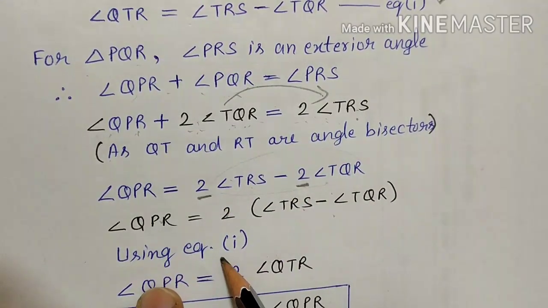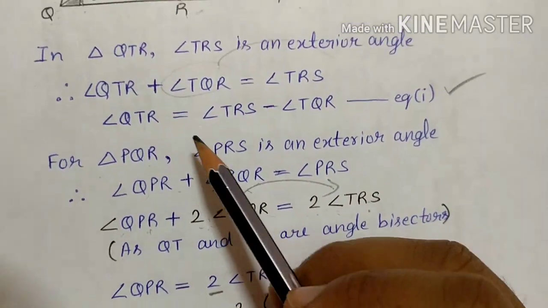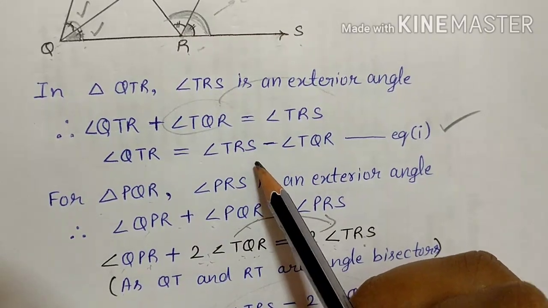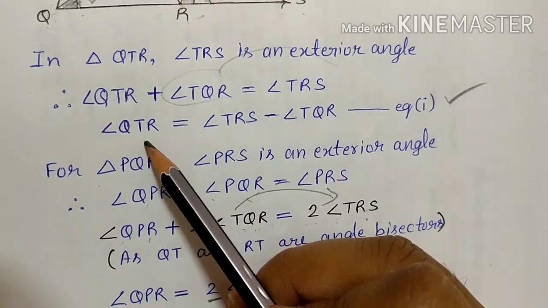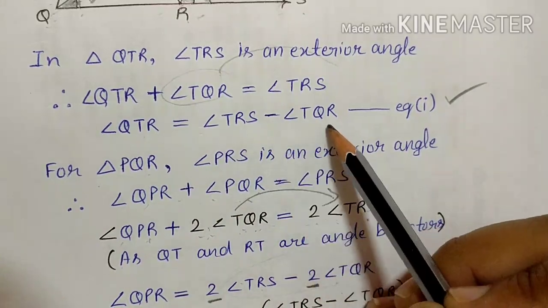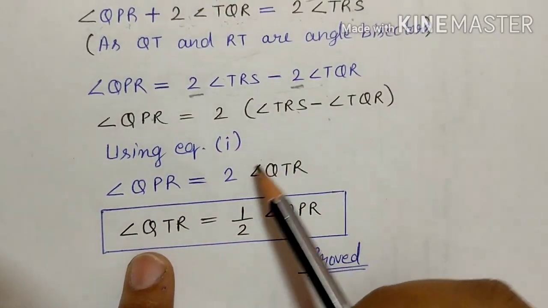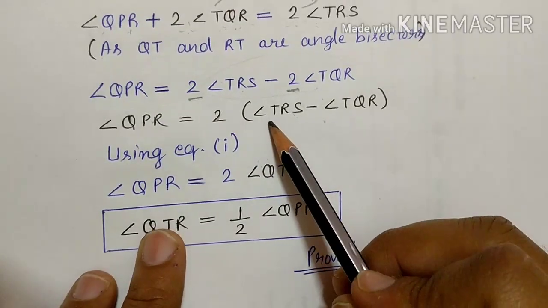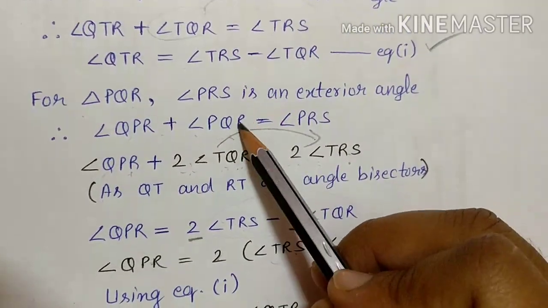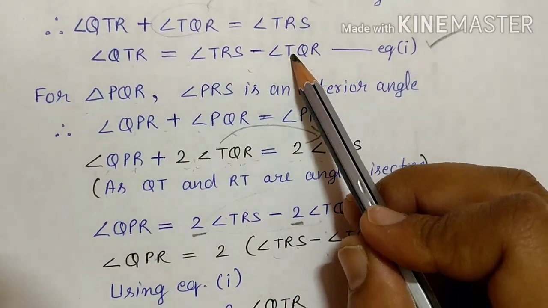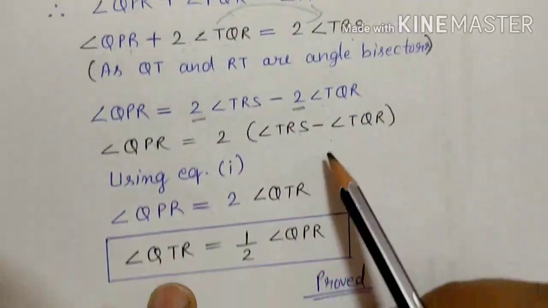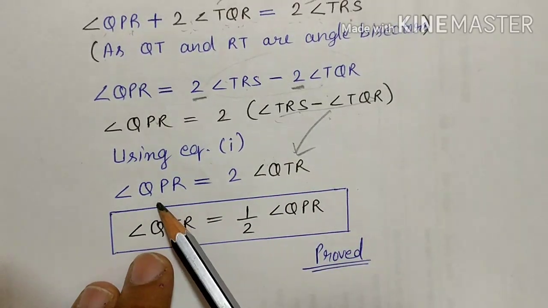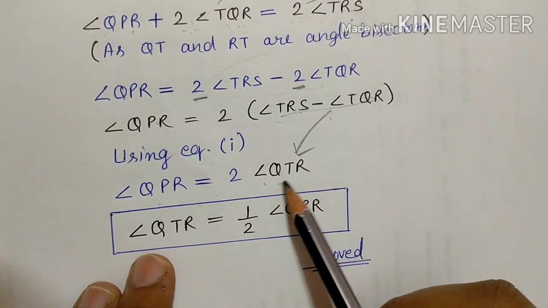Now using equation 1, what was our equation 1? Our equation 1 says that angle QTR is equal to angle TRS minus angle TQR. So in place of TRS minus TQR, we can write QTR. I have written this by using equation 1. So angle QPR becomes twice of angle QTR.